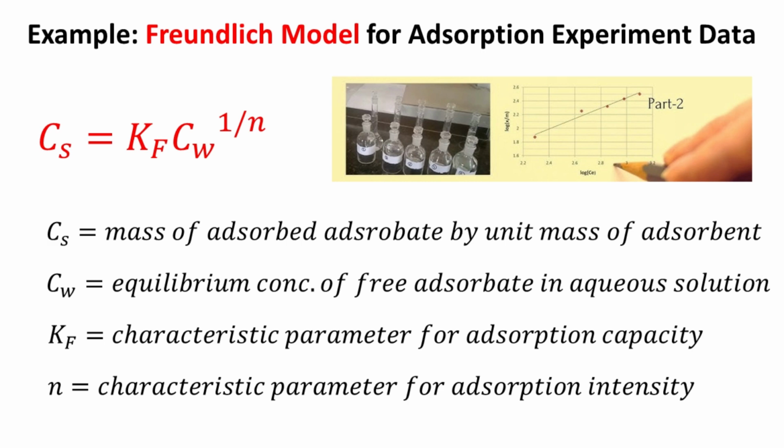Kf and N are parameters characteristic for the adsorption capacity and adsorption intensity, respectively. A larger Kf value indicates a relatively higher capacity for the adsorption of the adsorbate by the adsorbent. And a smaller N value indicates a relatively higher intensity for the adsorption, meaning a faster adsorption process. These parameters can be determined by fitting the experimental data with the Freundlich model.